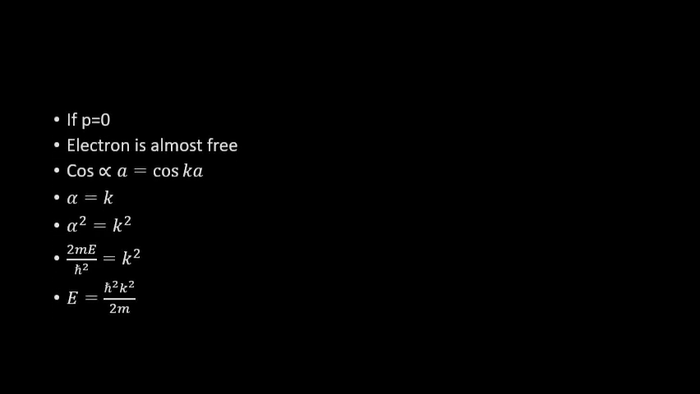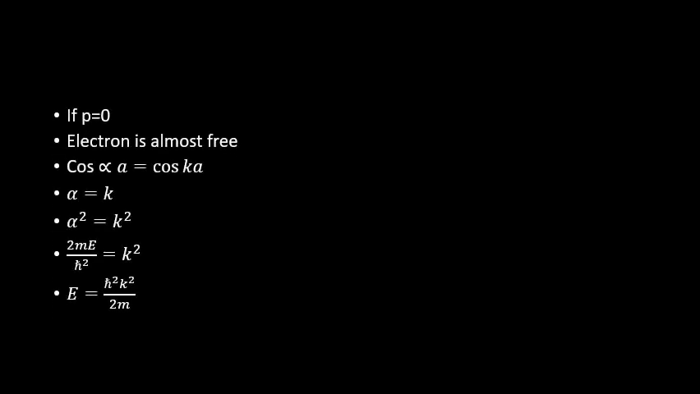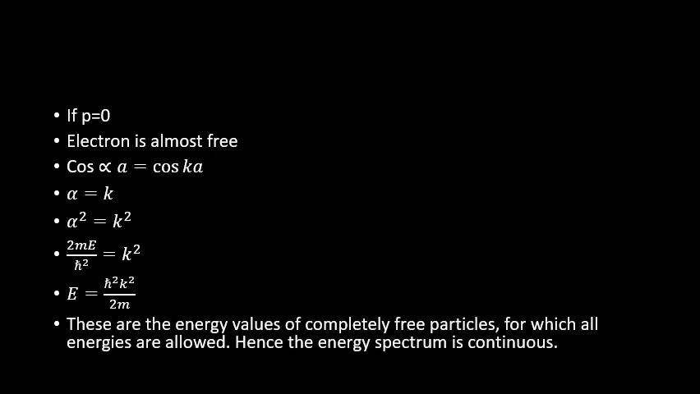If P equals 0, the electron is almost free. Alpha equals k. Then E can be obtained as follows. These are the energy values of completely free particles, for which all energies are allowed, hence the energy spectrum is continuous.